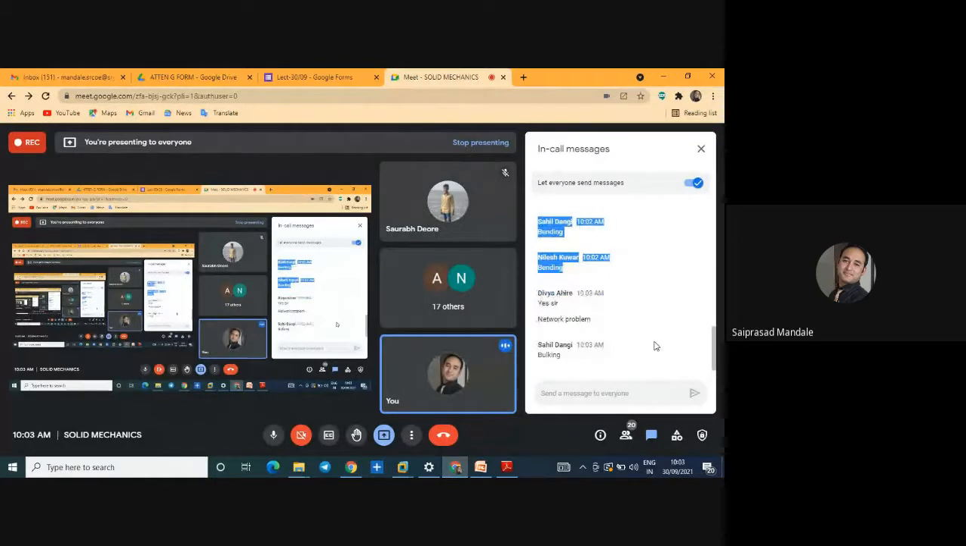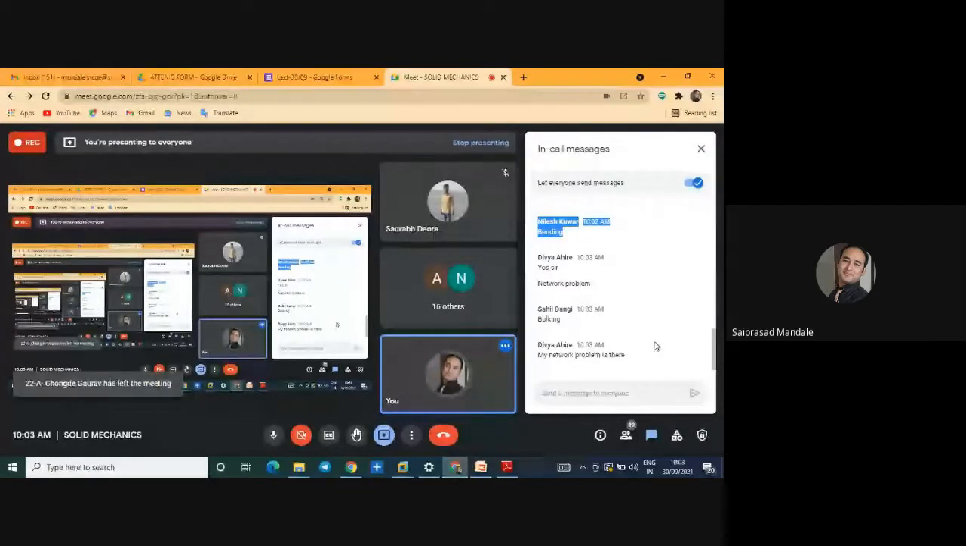Buckling and crushing. Okay, I got it. Sahil Dangi, not only buckling, a column will fail due to buckling and crushing. There are two different types of columns: one is a long column and the second is a short column. The long column will fail due to buckling and the short column fails due to crushing. So the option is buckling and shearing.